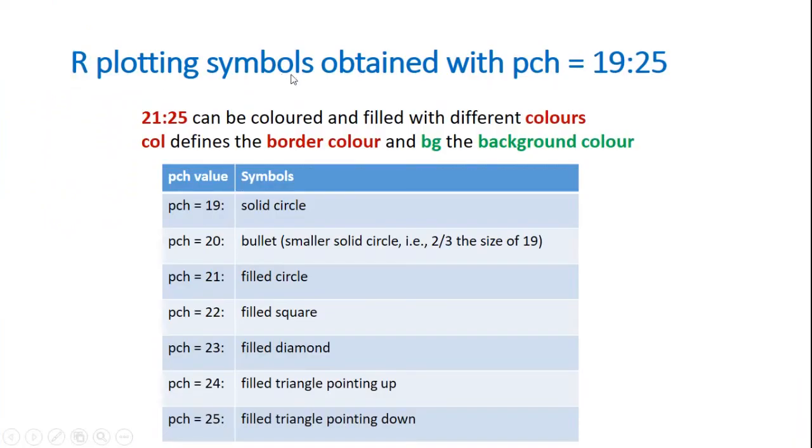pch equals 21, so let's see what pch means. Our plotting symbols can be obtained using pch from 19 to 25, and col defines the border color and bg the background. So if we have a pch value here, these are the corresponding symbols. pch 19 will give a solid circle, 20 a bullet, 21 a filled circle, 22 a filled square, 23 a filled diamond, 24 a filled triangle pointing up, and 25 a filled triangle pointing down.